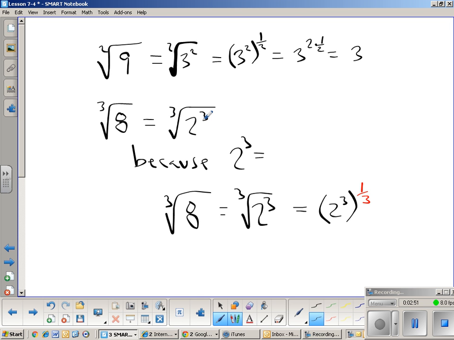Okay? And so down here, we're going to rewrite this as cube root of 2 cubed, because 2 cubed is equal to what? 8. And so then we already have this written out for you. Cube root of 8 is equal to the cube root of 2 cubed, which is equal to 2 cubed to the 1/3. And again, if they ask us to simplify, that would be 2 to the 3 times 1/3, which is 2 to the 1. Okay?